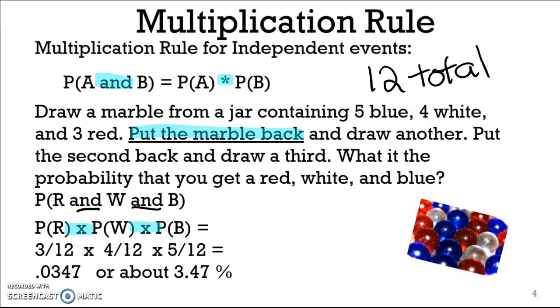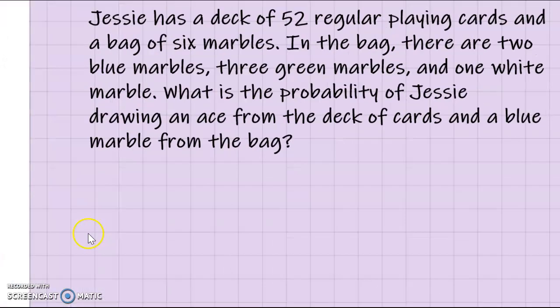Since there are 12 marbles in total, there's a 3 in 12 chance of getting a red, a 4 in 12 chance of getting a white, and a 5 in 12 chance of getting a blue. Multiplying those all together, we'll end up with 0.0347, or about 3.47%.